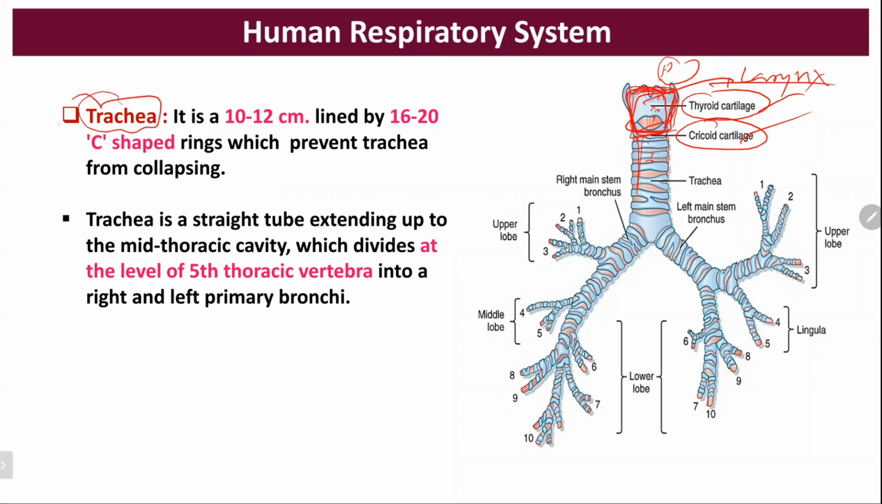Now it's time to discuss trachea. Students, trachea is also known as windpipe. Previously, while discussing the digestive system, we saw the food pipe, the esophagus. So here, trachea is known as windpipe, right? Through the windpipe, atmospheric air reaches the alveoli, or enters our lungs. The length of the trachea is 10 to 12 centimeters.